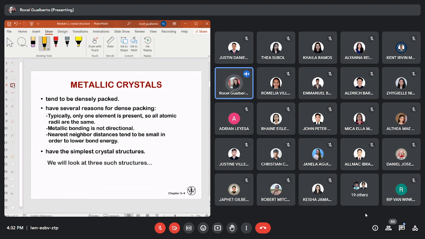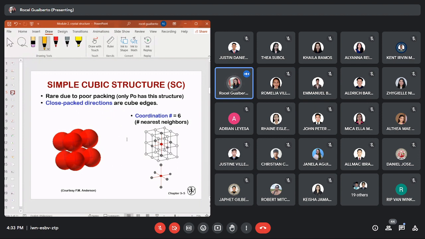Okay, and then they have the simplest crystal structures. And let us take a look at these crystal structures. What are some examples of crystal structures? Okay, so this is the first one. Okay, so the first one is called the simple cubic structure. So this is what the simple cubic structure looks like. Okay, let us look at what the difference is, or what its arrangement is. Okay, so what was the arrangement?